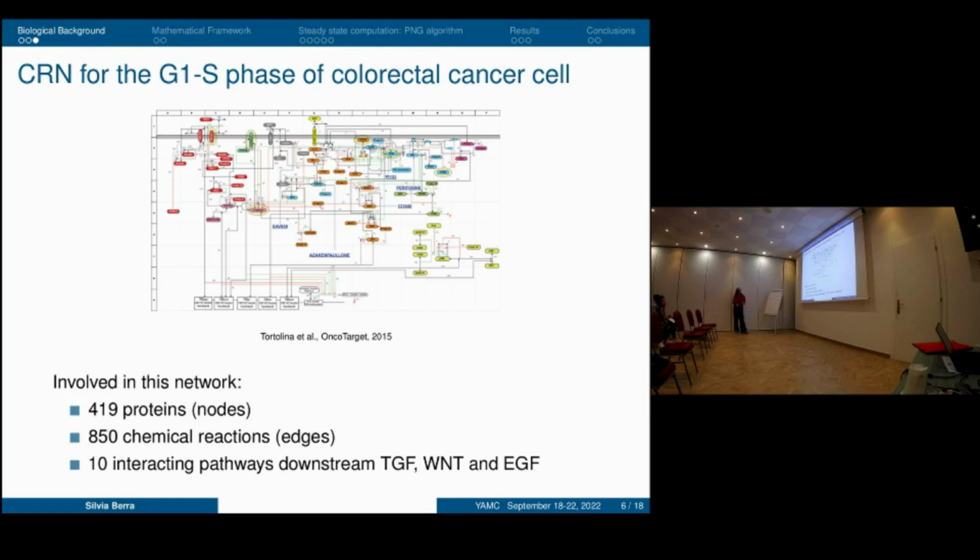Okay. The chemical reaction network my work is focused on the most is the following, the one associated with the G1S phase of life of colorectal cells. This is just to give you an idea, because here you can see so many nodes, but the real nodes of this network are 419, which are the proteins involved. And then we also have many chemical reactions, which are 850. So this is the network we want to find the equilibrium of.